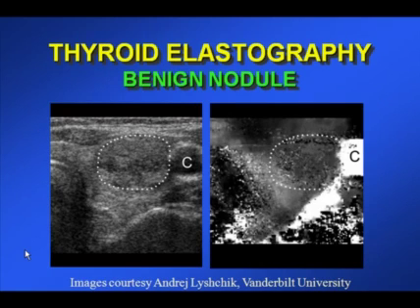Here are a few examples of thyroid elastograms. This is from one of the first papers published on the subject by Dr. Lyshchik, and shows a benign lesion on the elastogram and sonogram. Here's the sonogram showing the lesion outlined in the dots. The carotid artery is marked with a C, and on the elastogram the lesion is barely perceptible, it being essentially the same stiffness as the adjacent thyroid tissue.